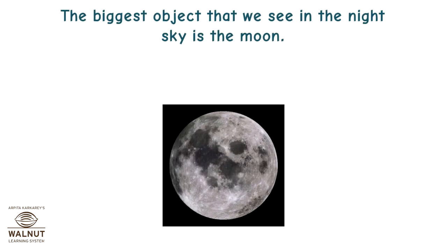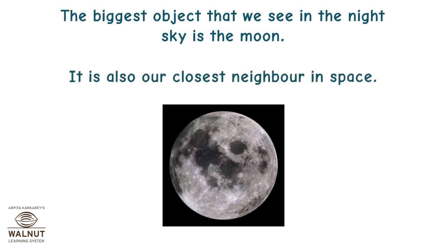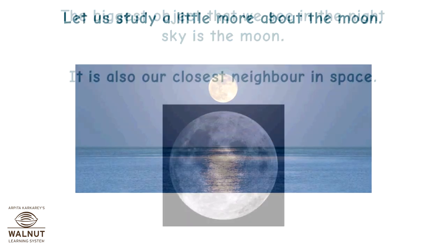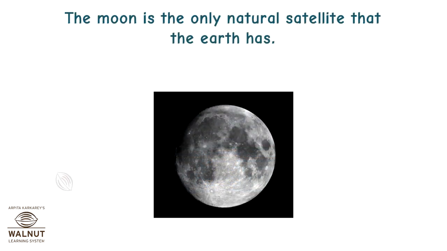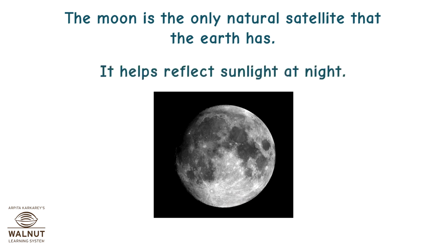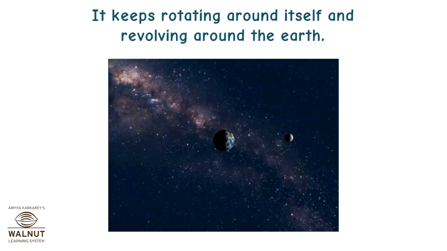The moon. The biggest object that we see in the night sky is the moon. It is our closest neighbor in space. Let us study a little more about the moon. The moon is the only natural satellite that the Earth has. It helps reflect sunlight at night. It keeps rotating around itself and revolving around the Earth.